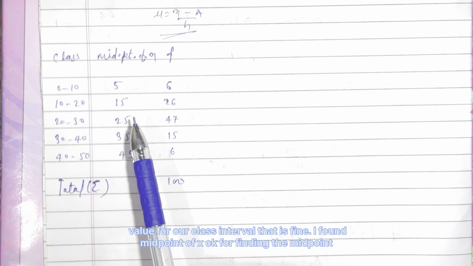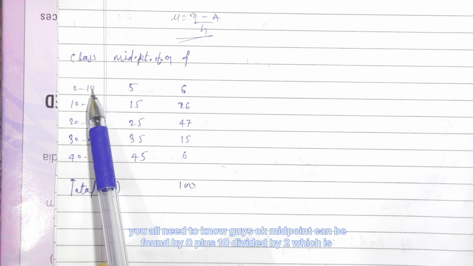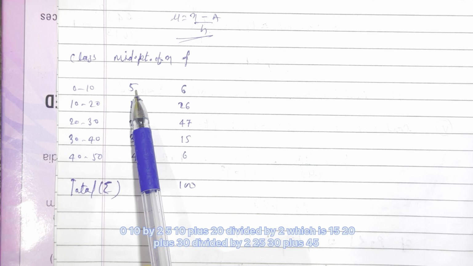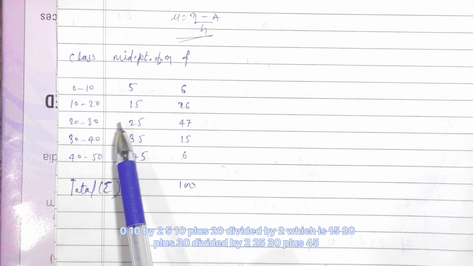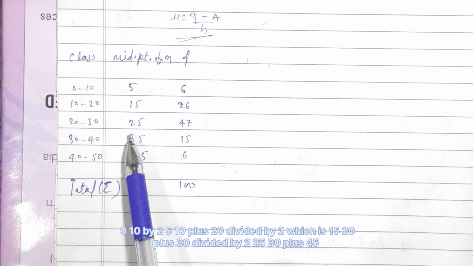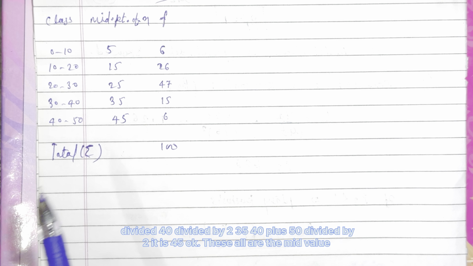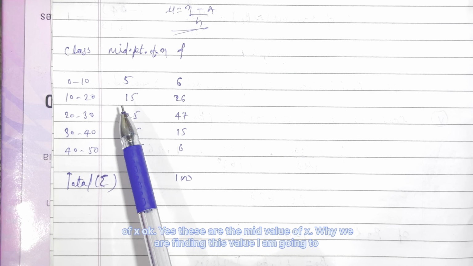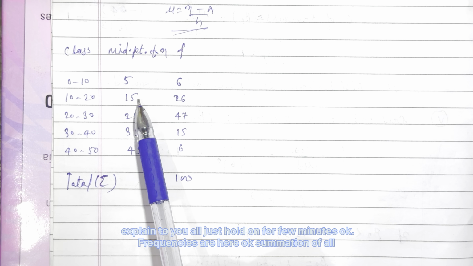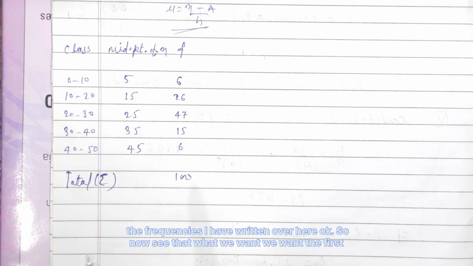For finding the midpoint you all need to know that it is found by 0 plus 10 divided by 2, which is 5; 10 plus 20 divided by 2, which is 15; 20 plus 30 divided by 2, 25; 30 plus 40 divided by 2, 35; 40 plus 50 divided by 2, which is 45. These are the mid values of x. Why we are finding this value, I will explain, just hold on for a few minutes. The frequencies are here, and the summation of all frequencies I have written over here.